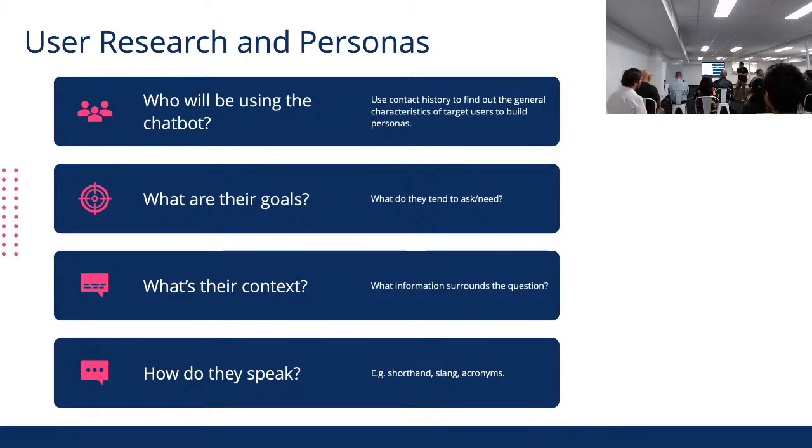What are the goals? What's the context? What is the information around it, and how do they speak? So essentially, if you do the research of who's going to use your chatbot and what type of people they are, how do they ask questions, what do they want to achieve, then generally you're going to get better performance out of the conversational UI that you're designing.